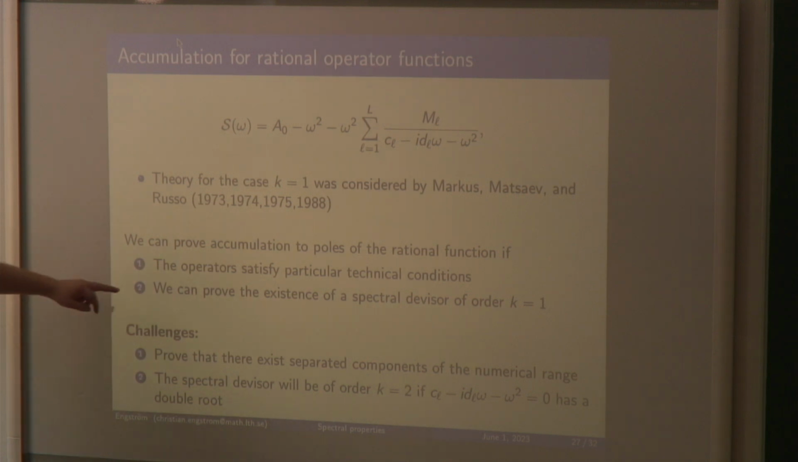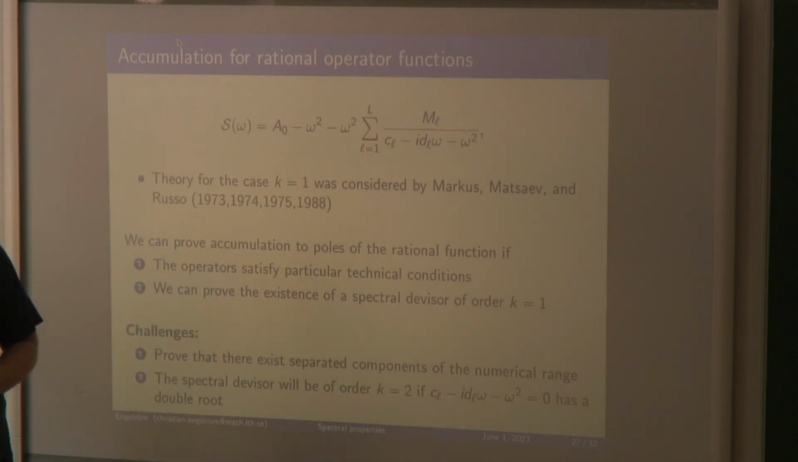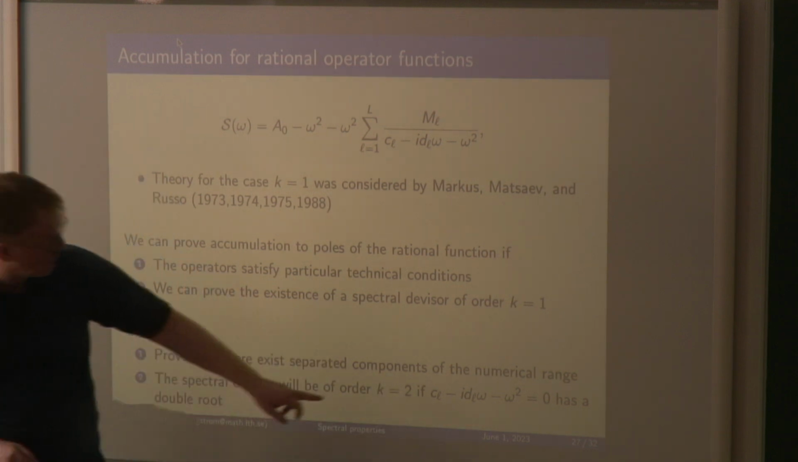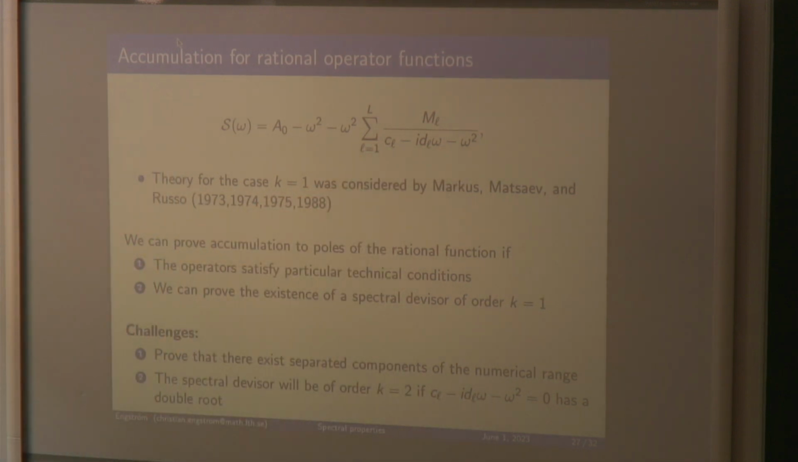And then we should prove that we have this spectral divisor of order 1, and this was related to properties of the numerical range. So the challenge is basically to show that we have this separated part, which I showed in 3 pictures before. And then another smaller problem is that k could be 2 sometimes. And it will actually be 2 if we have a double root of this thing here. Then it will be of order 2.